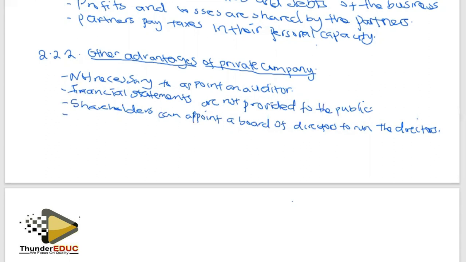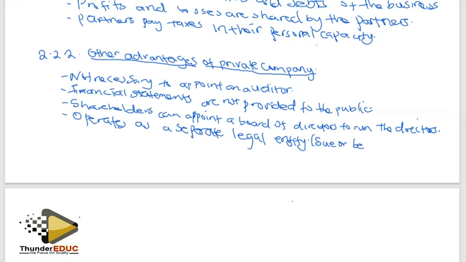Besides that, a private company operates as a separate legal entity. What does this mean? This means that it has rights to share, it can sue, or be sued in courts of law.